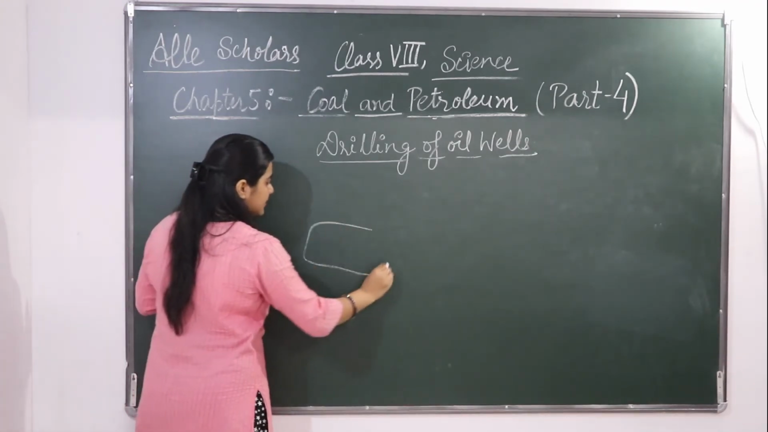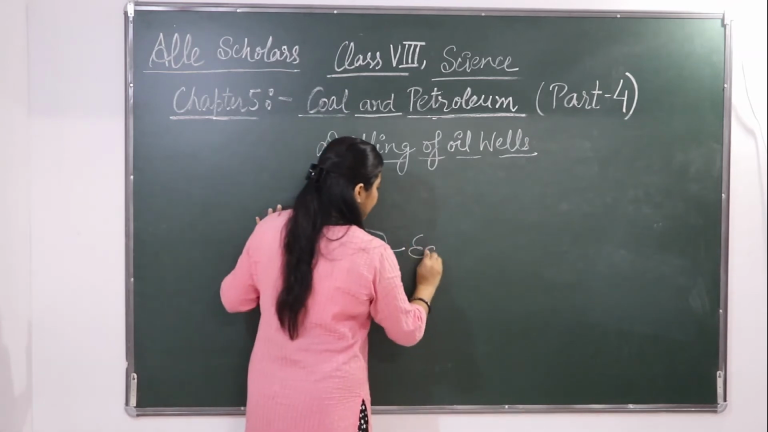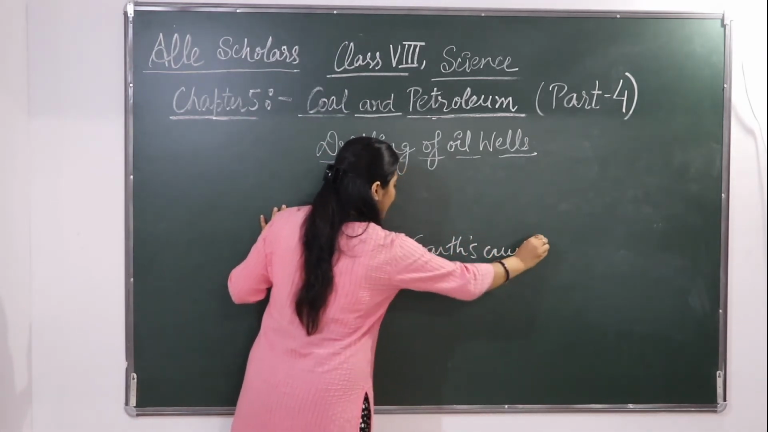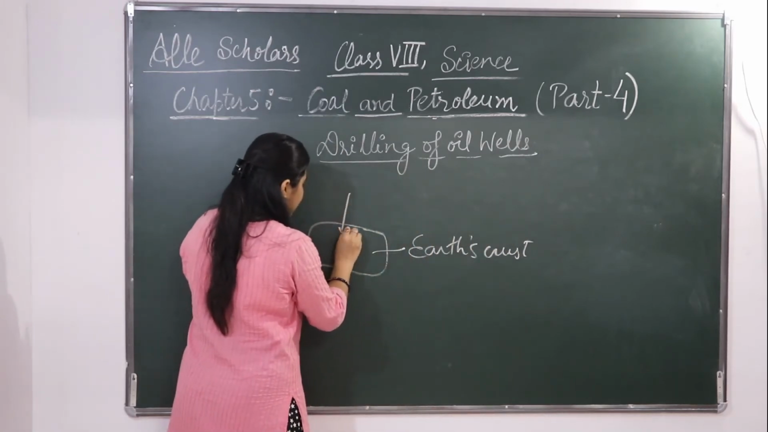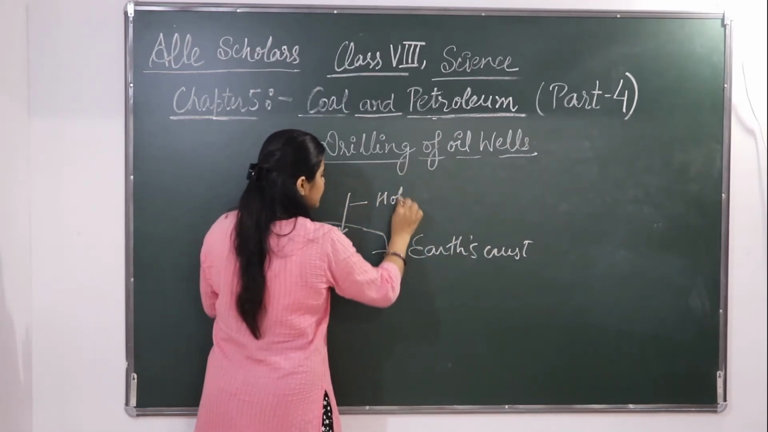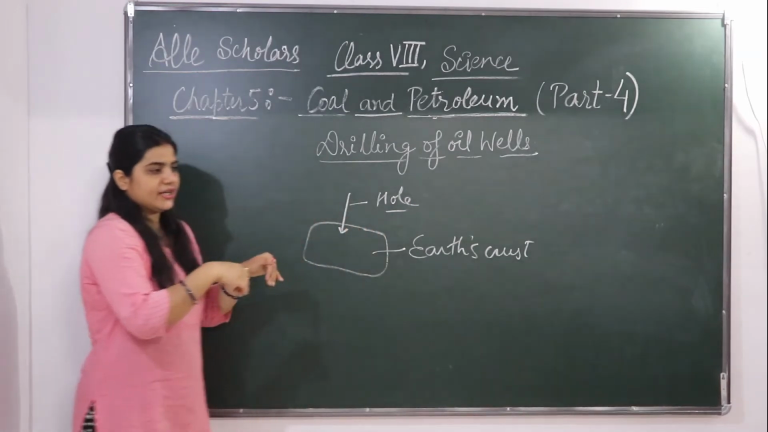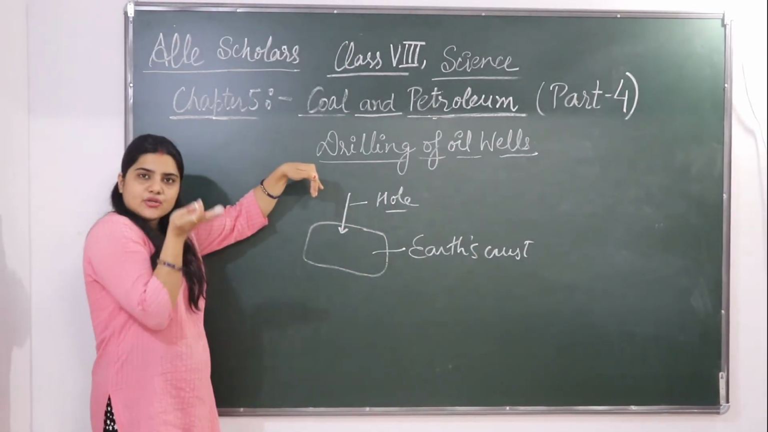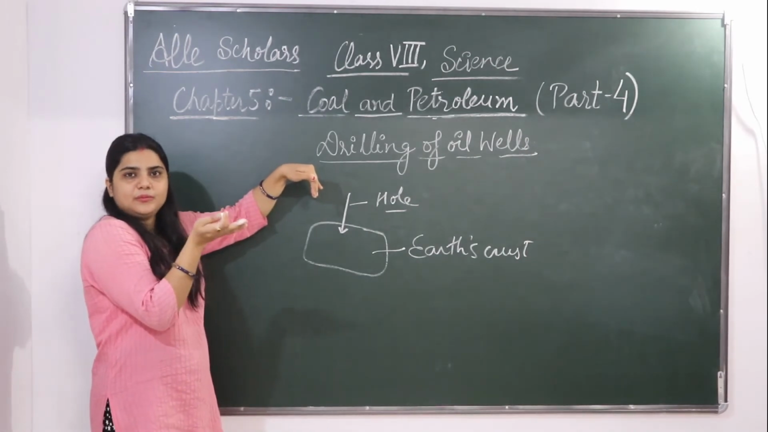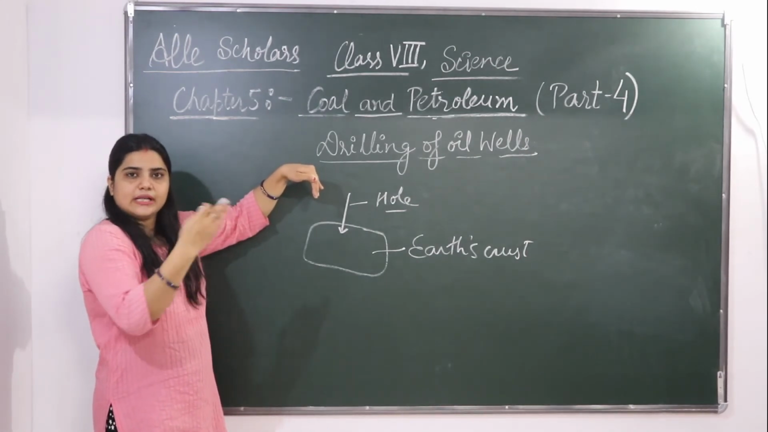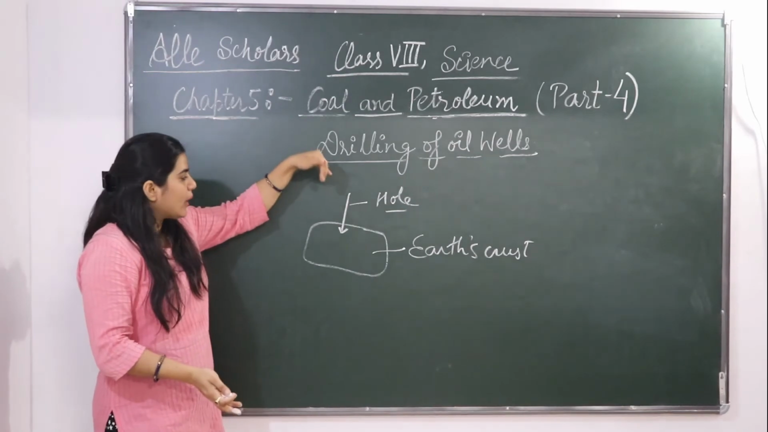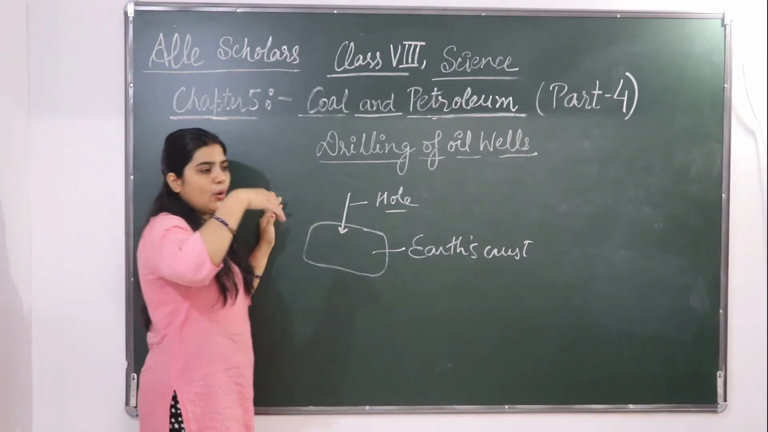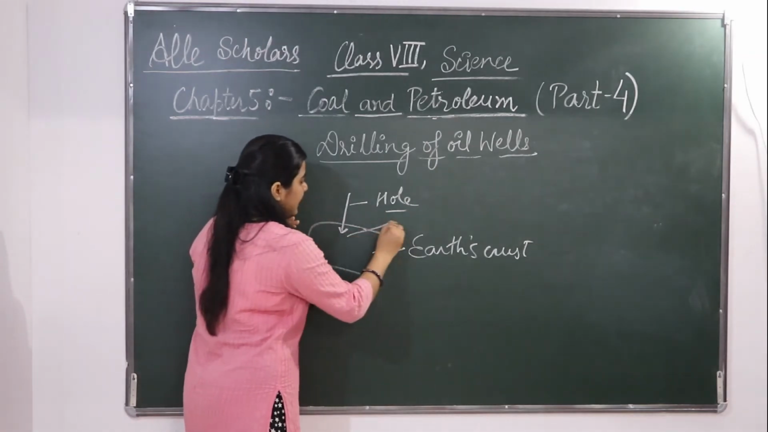Suppose this is the earth crust. So here in the earth crust a hole is being made by drilling. So जब hole किया जाएगा drilling में, as I have already told you कि natural gas is present above the petroleum. First natural gas, then petroleum is there. Okay, so जब rock cap पे पहुंचेगी ये drill होके hole बनेगा, तो सबसे पहले क्या निकलेगा?